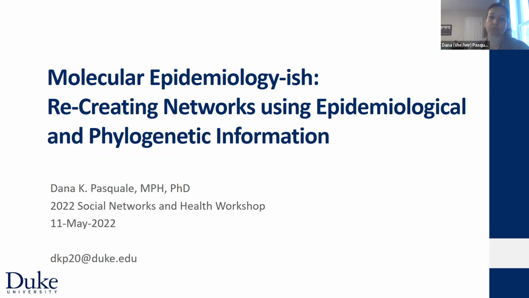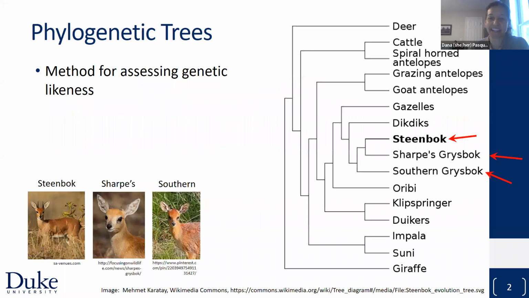So I just wanted to talk about recreating networks using epidemiological and phylogenetic information. This is just going to be a quick intro, a subset of the full slide deck that's posted online. But really all this boils down to is that it's another way to define nodes and edges using pathogen gene sequence analysis and some information about contact networks. So it's going to sound a lot more complicated than it really is.